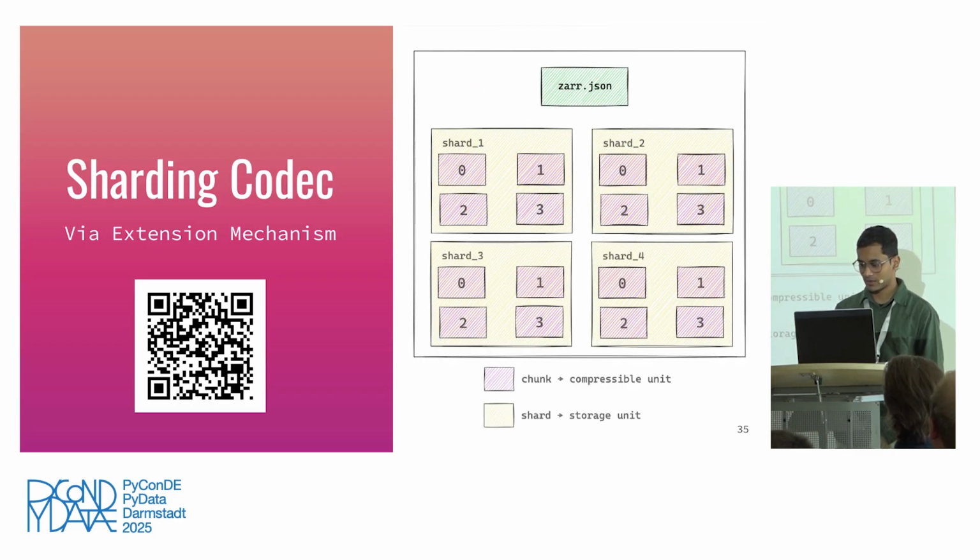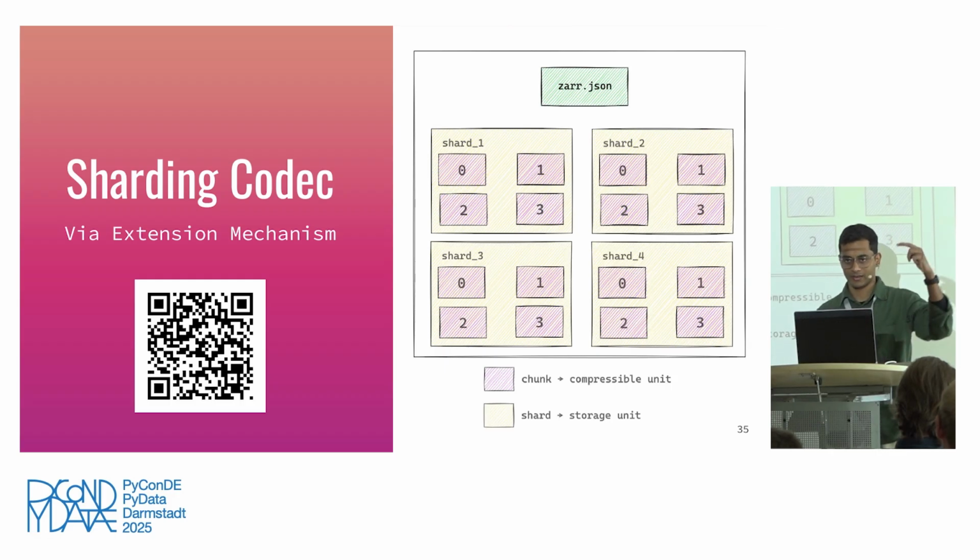If you are interested in the sharding codec, which I'll be showing in the demo, it basically lets you group many chunks together into small units, shards. So let's just say you're working with an array which has, I don't know, 100,000 chunks, it becomes super difficult to work through cloud object storage. And this is where sharding comes in, because it lets you group chunks into small parts, which makes it easy to read and write across high latency storages.